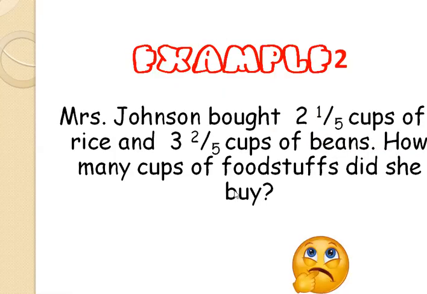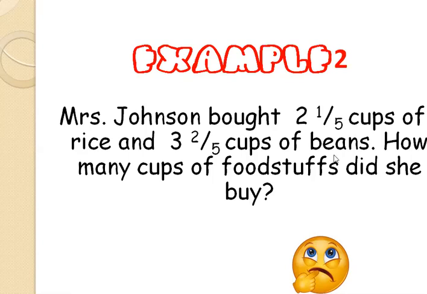Let's look at this example. Mrs. Johnson bought 2 whole number 1 over 5 cups of rice and 3 whole number 2 over 5 cups of beans. How many cups of foodstuff did she buy? Now, what do you call this kind of fraction? This is called a mixed fraction because it's a combination of a whole number and an improper fraction. So this is a mixed fraction.